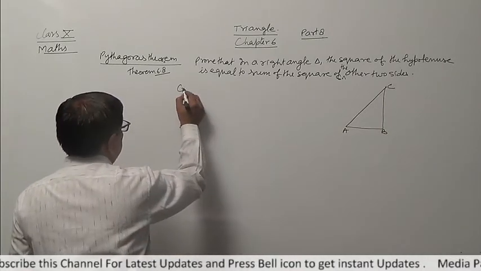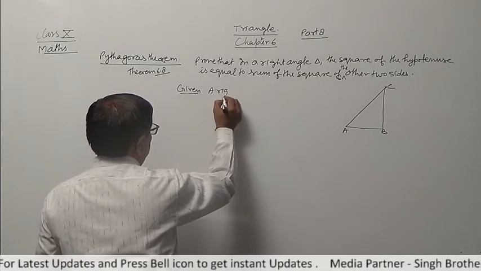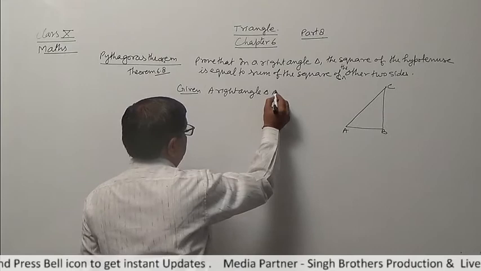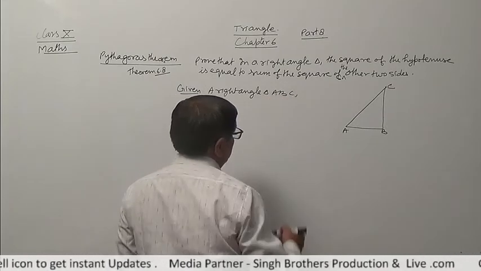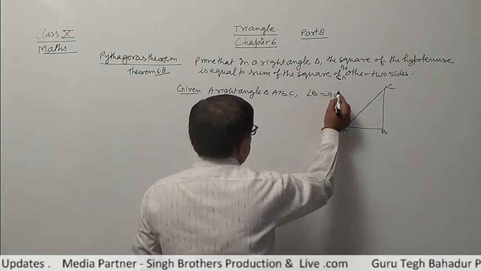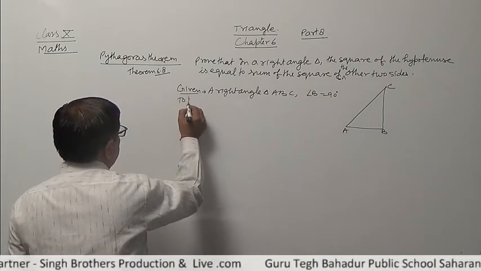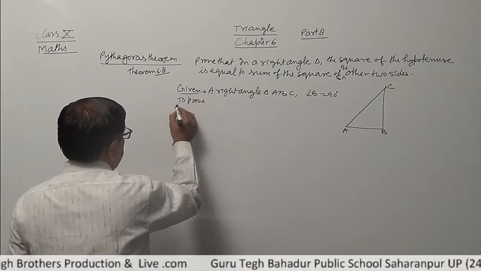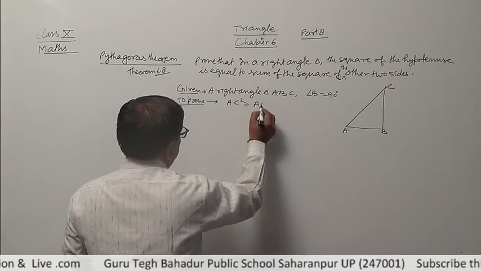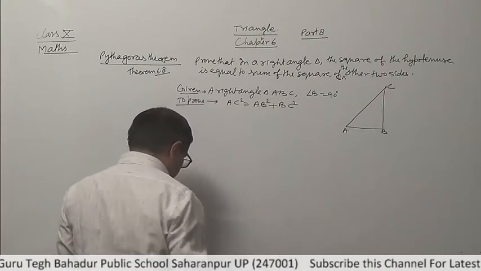Given a right angle triangle ABC, angle B is equal to 90 degree. To prove AC square is equal to AB square plus BC square.